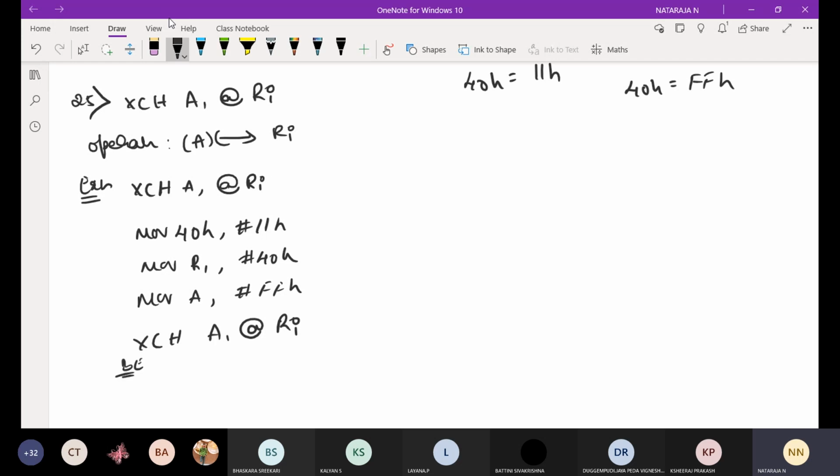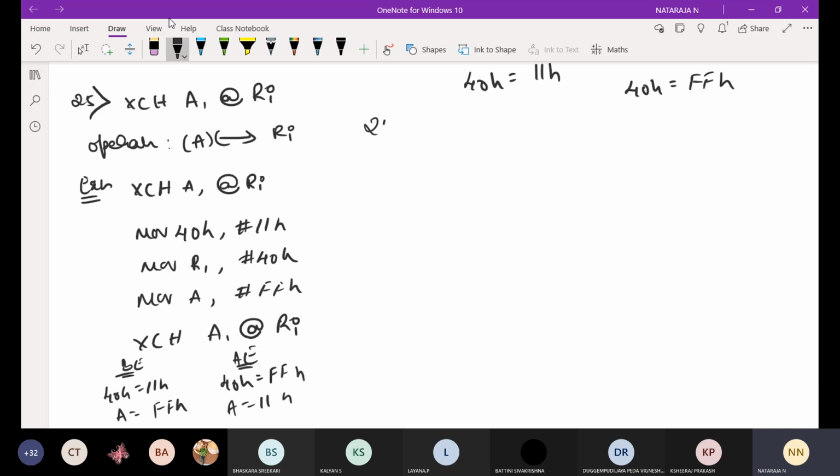Before execution, in the 40H location we have the data 11. In the accumulator we have the data FFH. After execution, the 40H location will be interchanged with your accumulator data FF and the accumulator will be 11H. Like this, these instructions will be working.